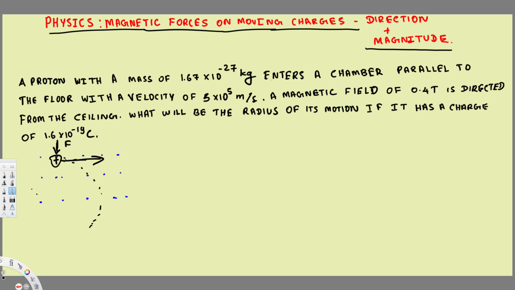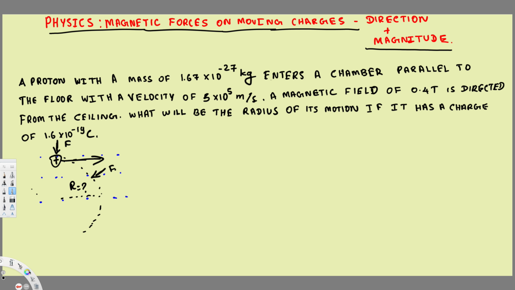And each time this particle deflects and goes around, the force is going to be perpendicular to that particle. So we are going to have force like this. The question is asking to find the radius of this circle. So this is going to go in a circular motion, and the radius is the question. Let's see how we can find it.